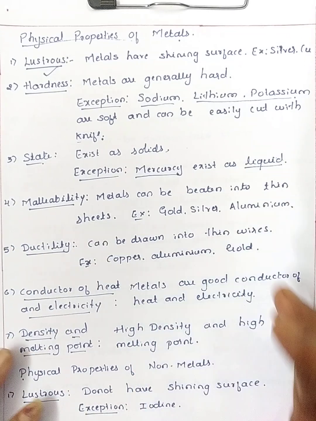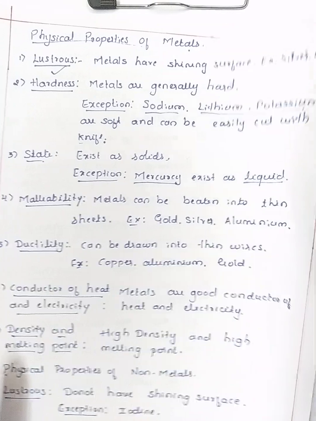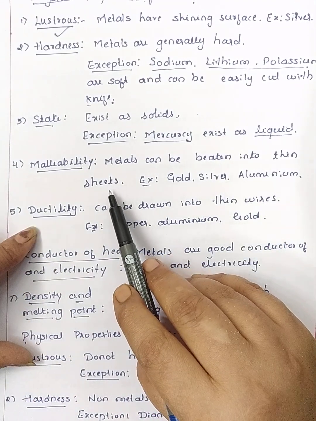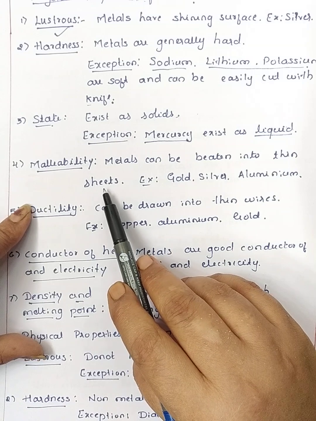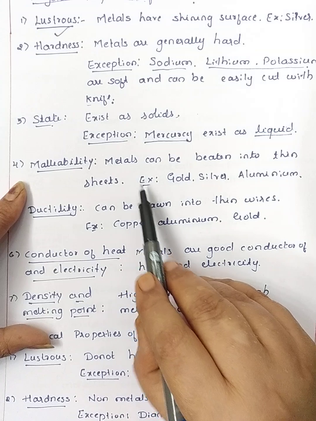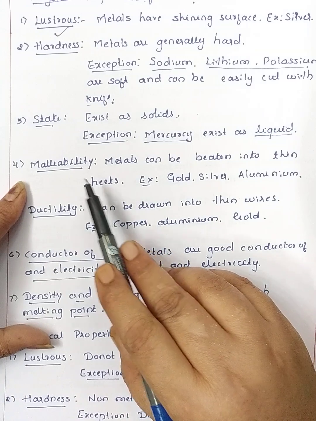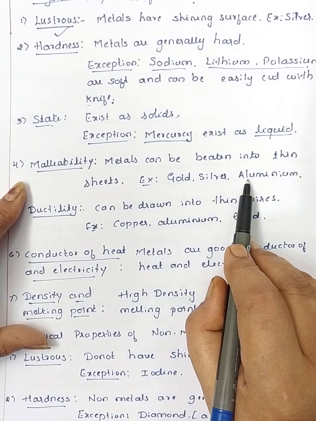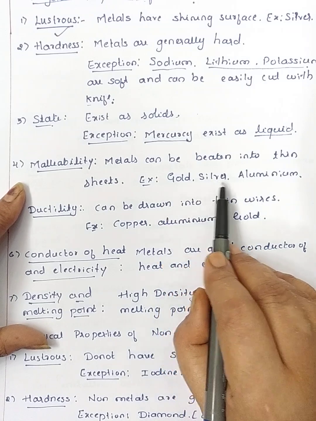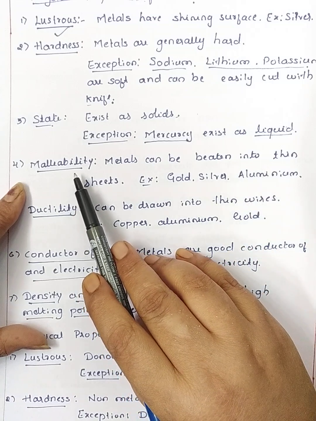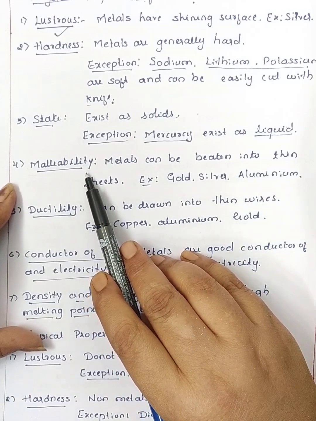Next one is malleability. Malleable means metals can be beaten into thin sheets. You have seen sheets. That character is called malleability of the metals. So metals are malleable, for example gold, silver and aluminum. You have seen gold sheets, silver sheets, and aluminum and copper sheets. That character of metals is called malleability.